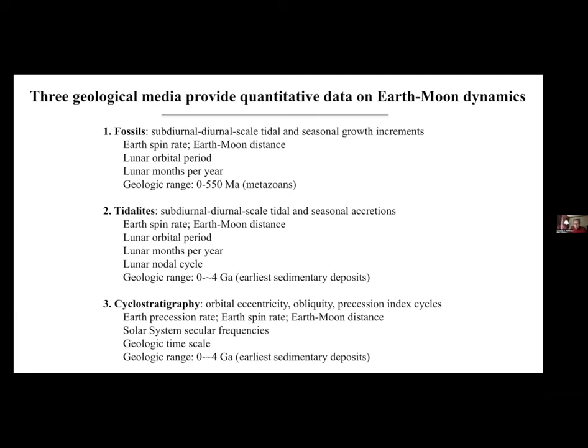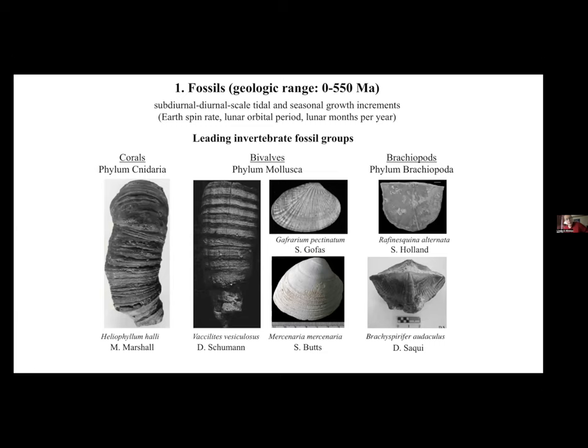But fossils and tidalites also give us very important opportunities to confirm what we find from cyclostratigraphy, because since they give us, using completely different responses, we should arrive at the same answer for Earth spin rate as we do from cyclostratigraphy and the precession rate from which we get spin rate. And if we don't, then we have to find out what we're doing wrong or what that means. So there are several leading invertebrate fossil groups.